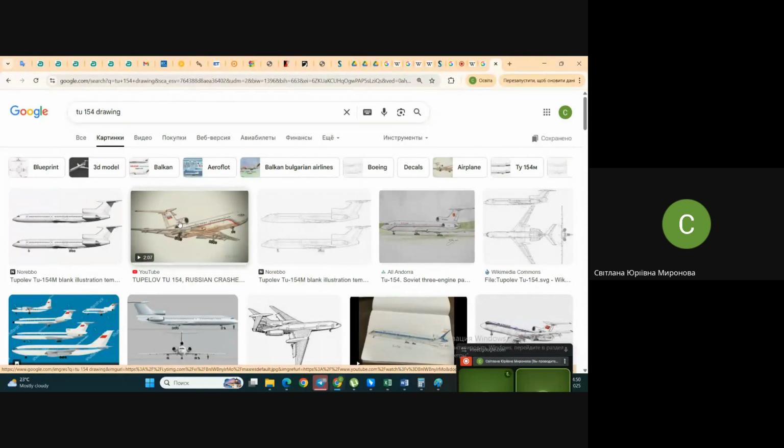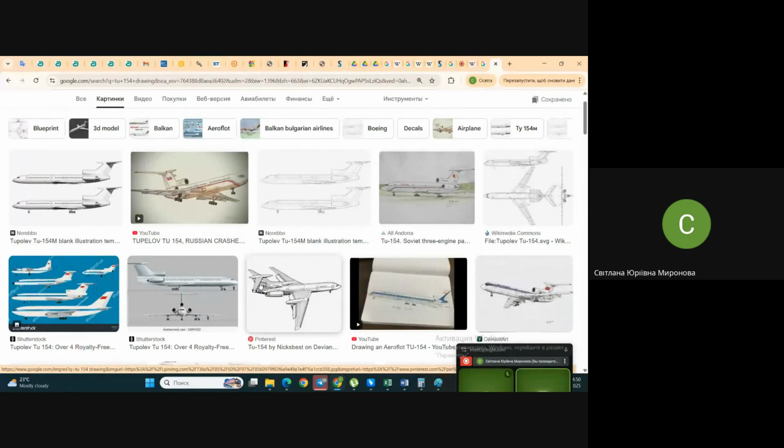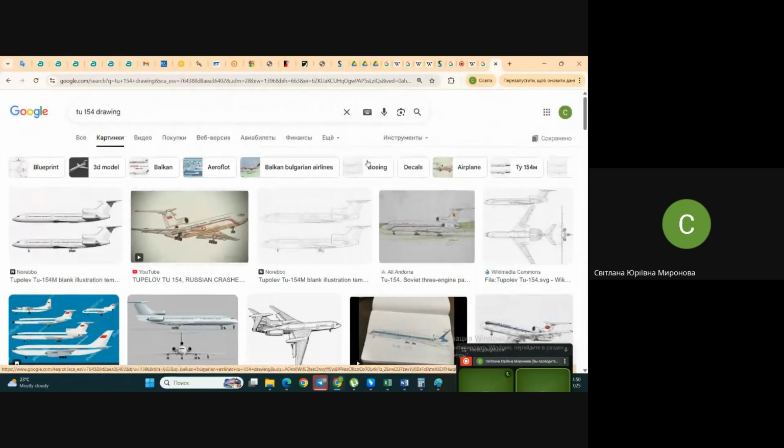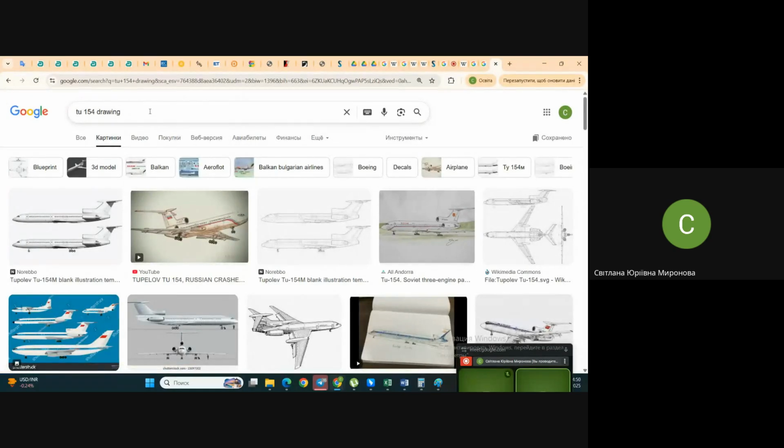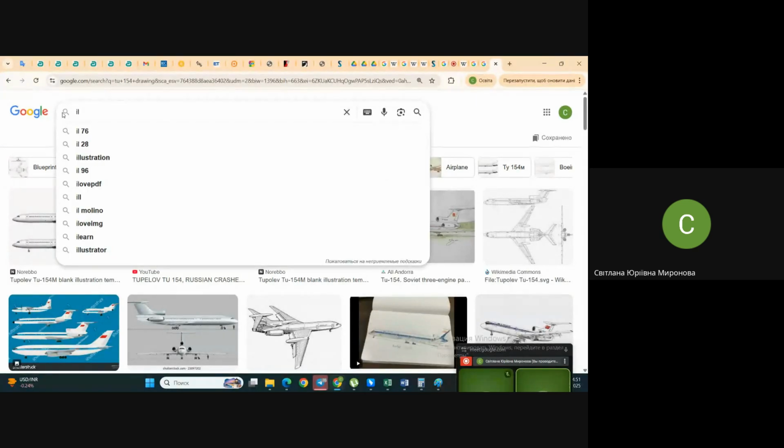Actually, the engine is not in the fin. Here is only the air intake, and the engine is a little bit farther there. It's possible to see in photos of the airplane. And one more, let's duplicate this page. Il-62 passenger airplane.